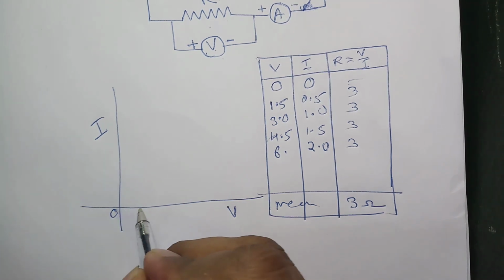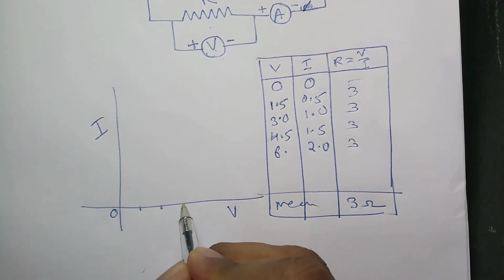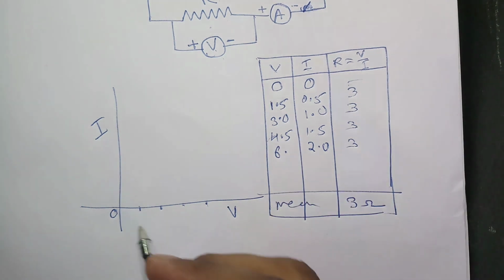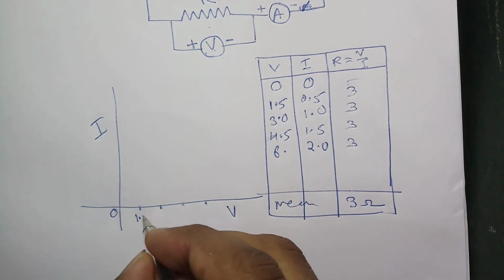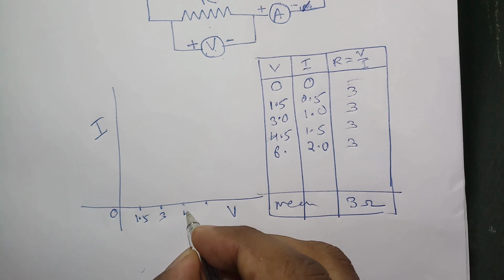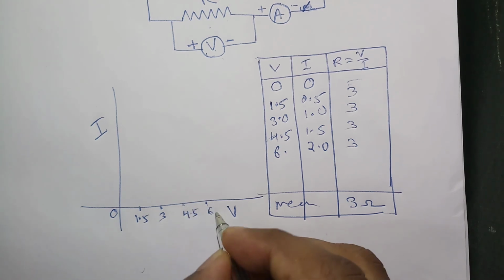Now as you can see here, 0, 0. I am taking the same way: voltage is 0 here, here 1.5, here 3, here 4.5, here 6, the same way.